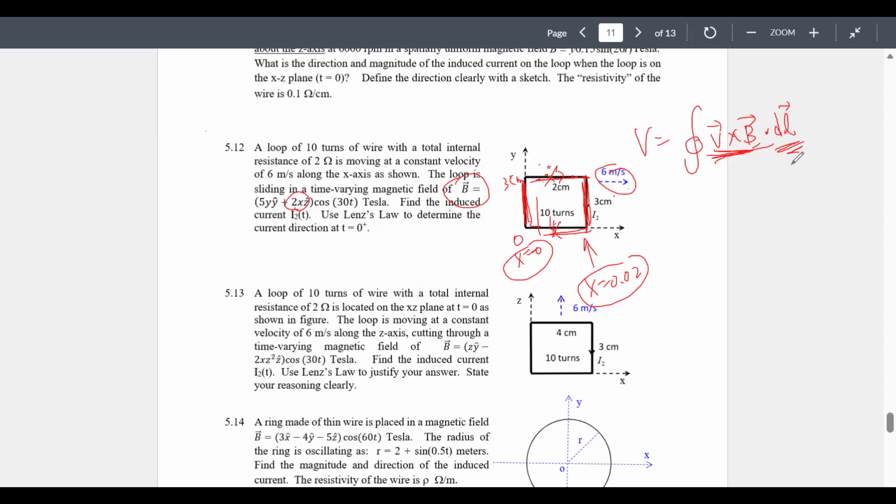I don't have to worry about, do I use that, or do I use dB/dt, or do I use something else? Just find the flux, take a time derivative. Right? You don't even have to think. How nice for a change.